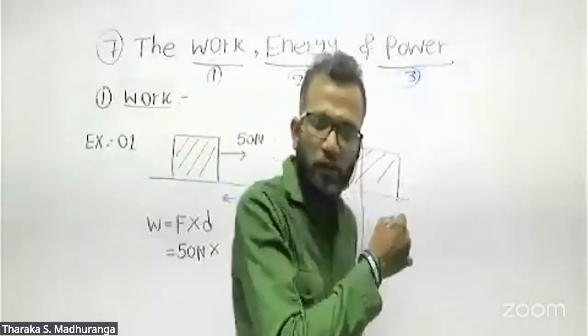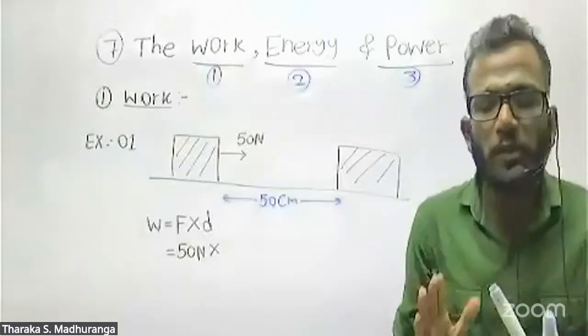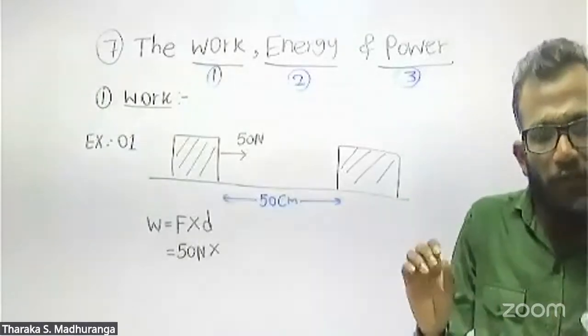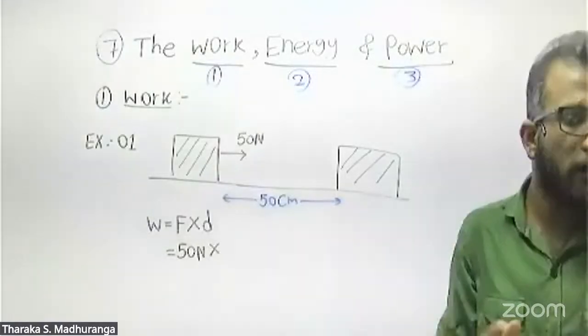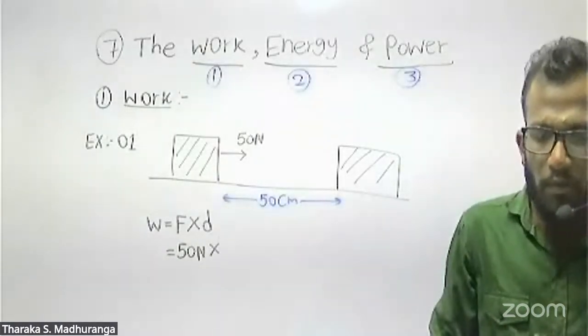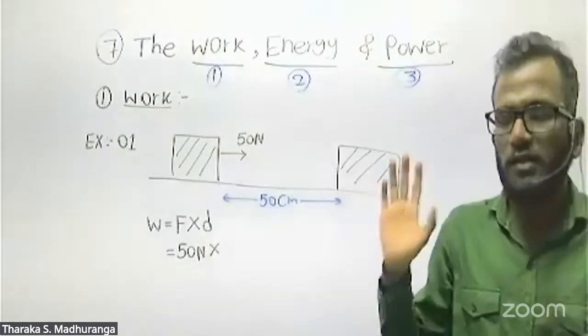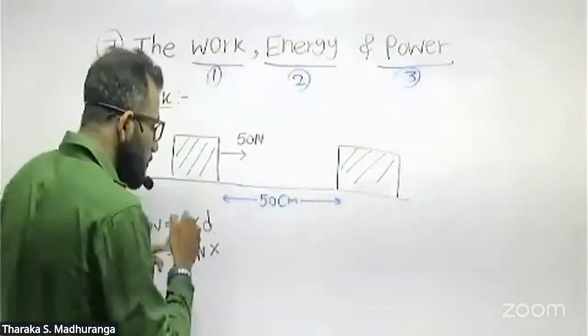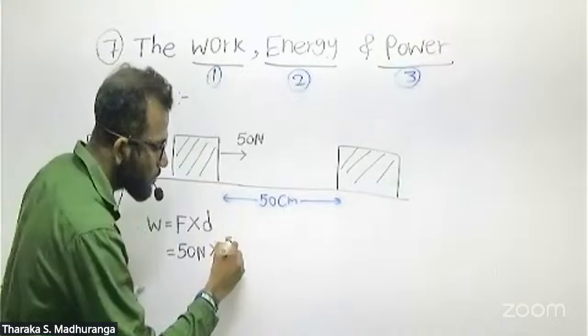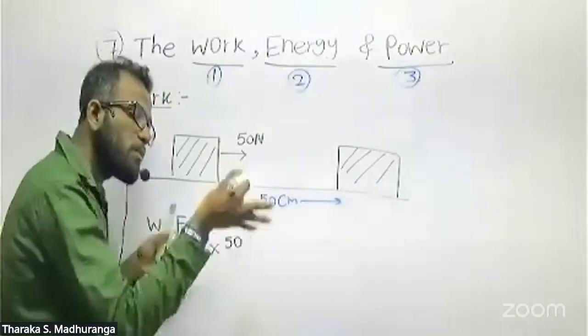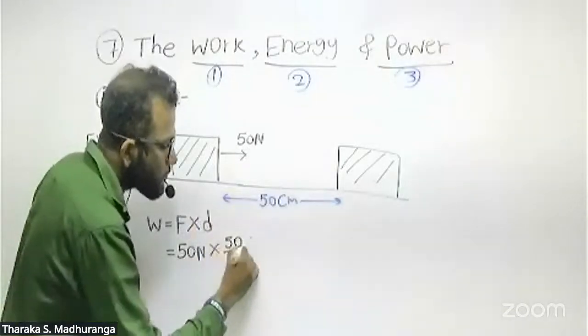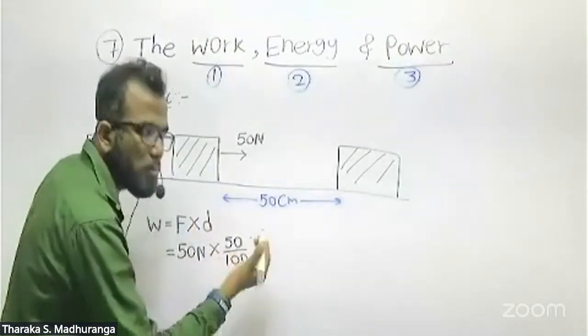The distance is now in centimeter. Can the centimeter be substituted? No, the centimeter is not the standard unit for distance or displacement. The standard unit for displacement is meter. Therefore, we need to convert 50 centimeter into meter. 50 centimeter means half a meter.